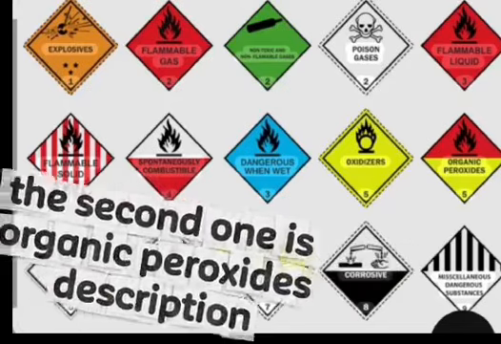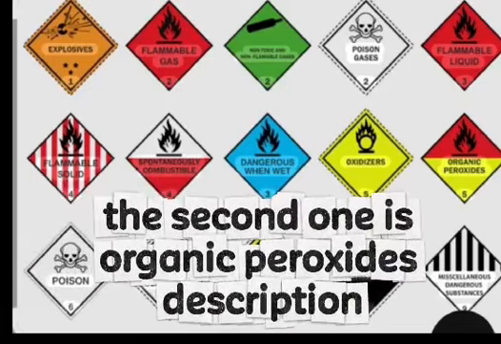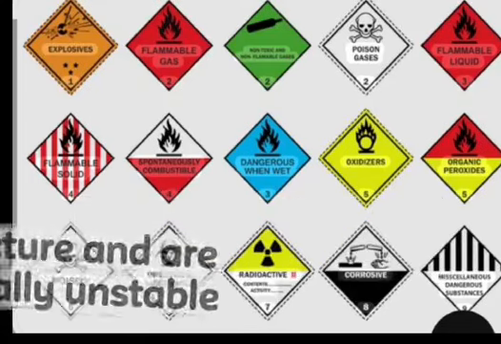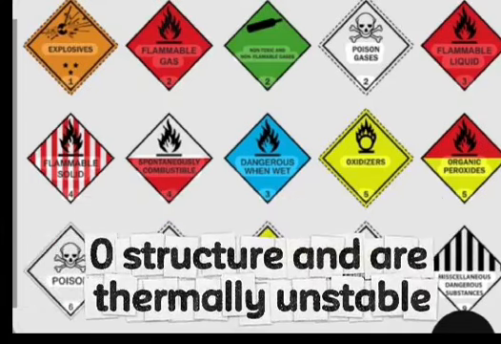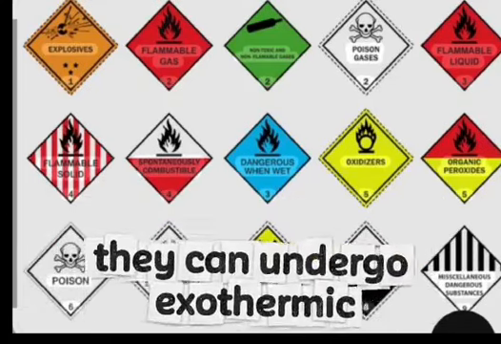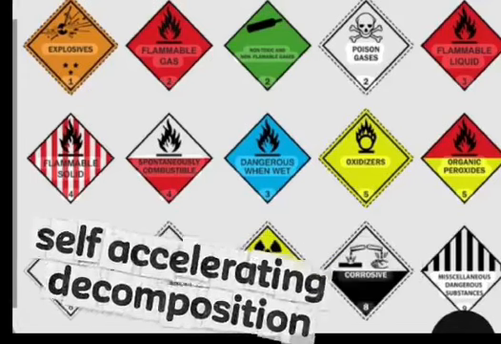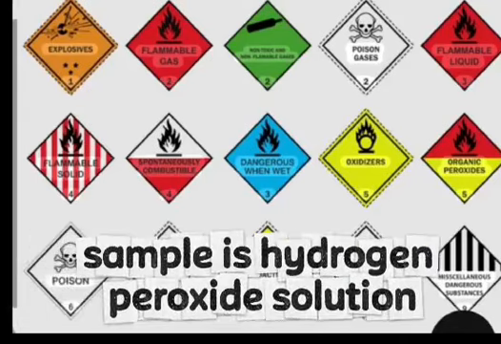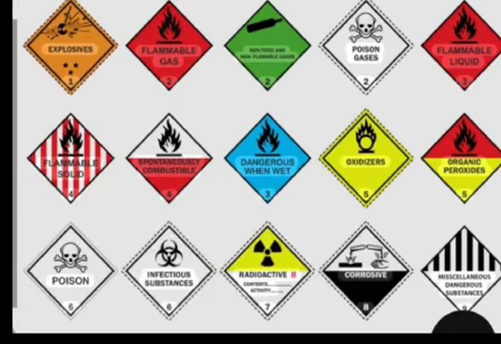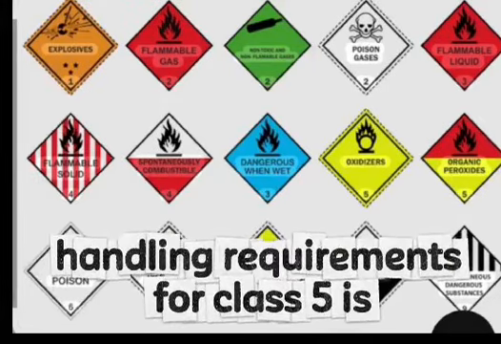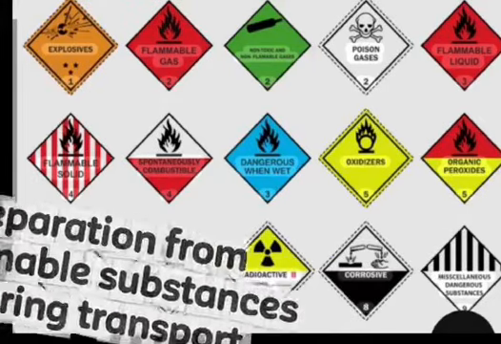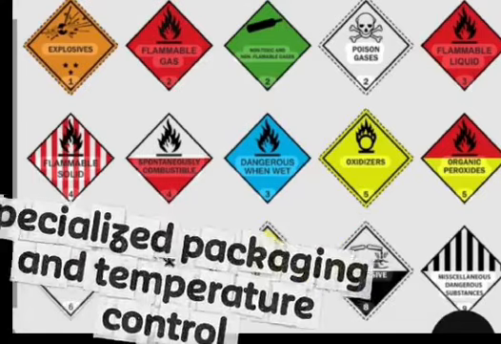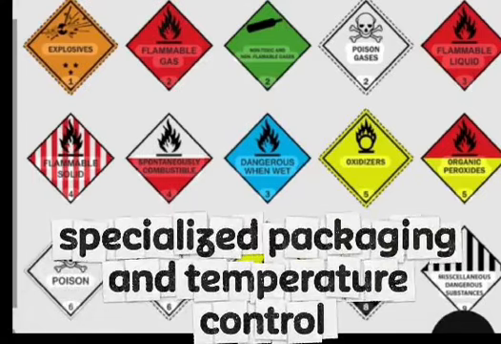The second one is organic peroxides. Description: organic compounds that contain the bivalent O-O structure and are thermally unstable. They can undergo exothermic self-accelerating decomposition. Example is hydrogen peroxide solution. Handling requirements for class 5 require separation from flammable substances during transport, specialized packaging, and temperature control.